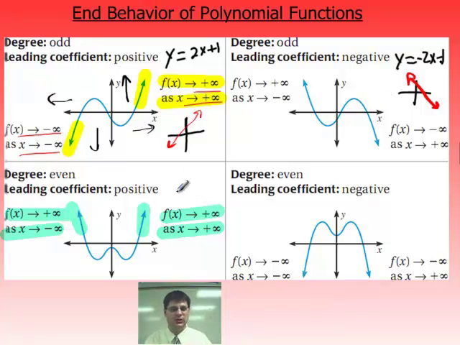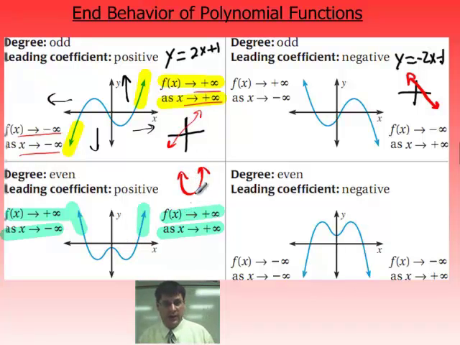And then the simplest even degree polynomial is going to be a quadratic. A parabola that has a positive leading coefficient is going to open up. And notice that it's going to have the same general look, other than the little curvy stuff in the middle. It goes up as x goes to infinity, and then it goes up as x goes to negative infinity.